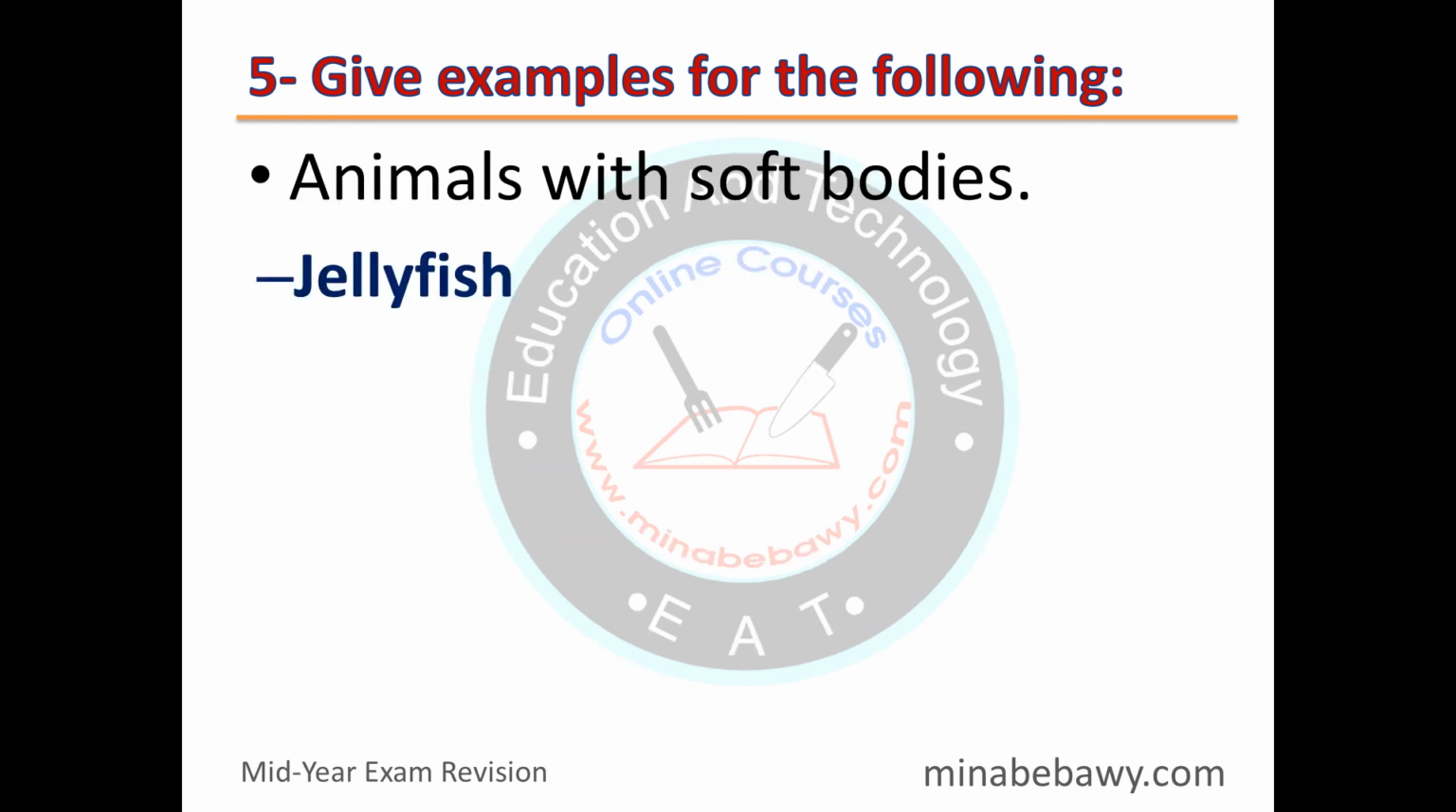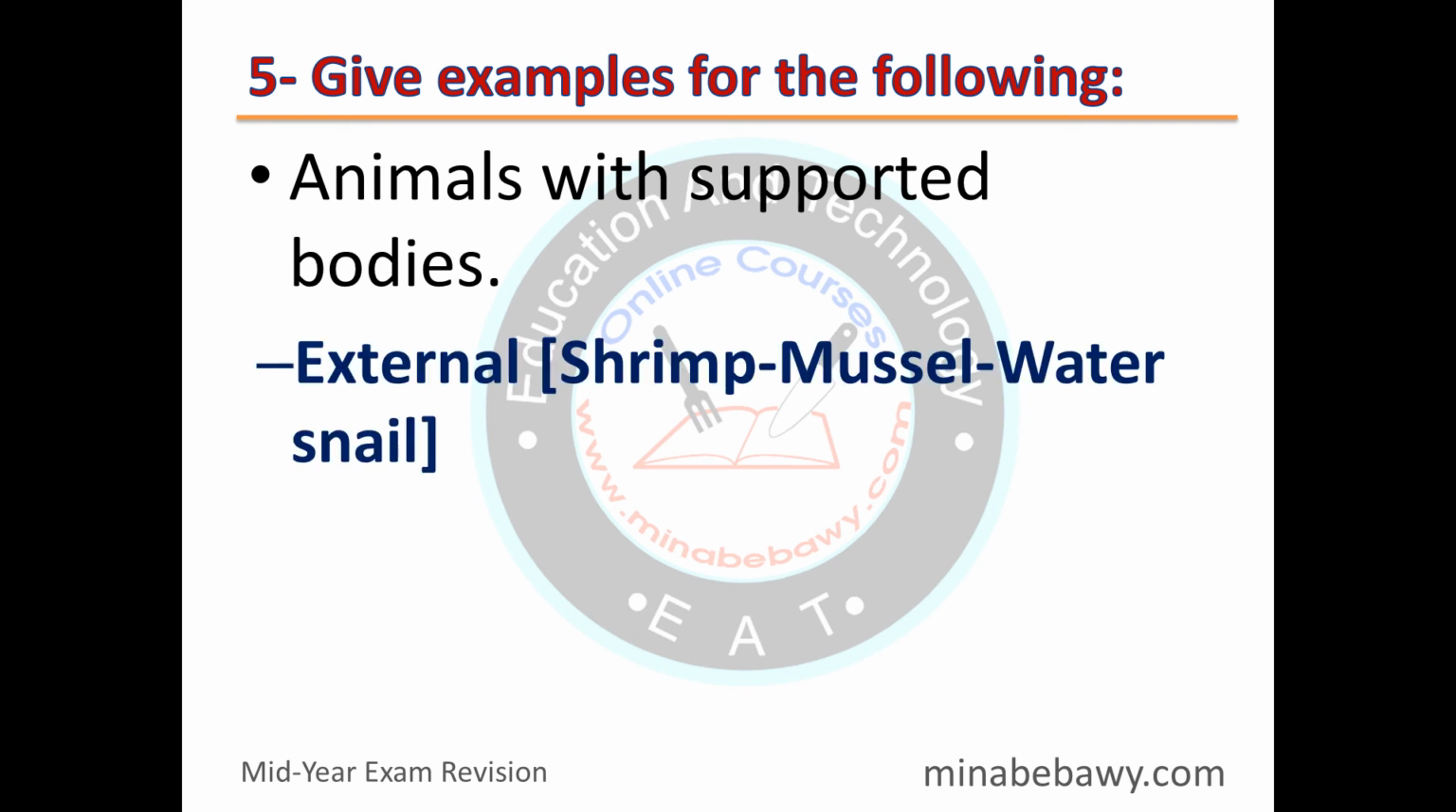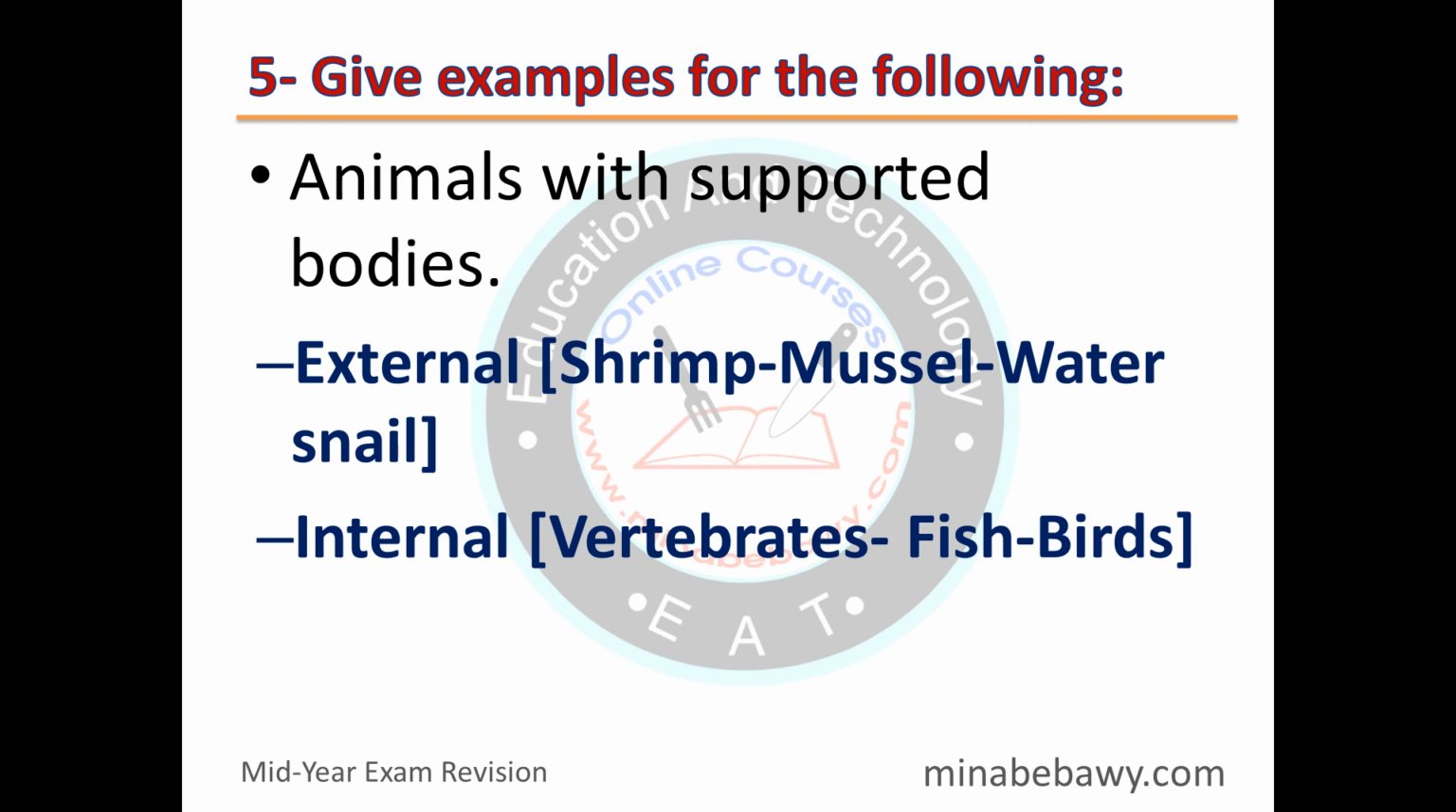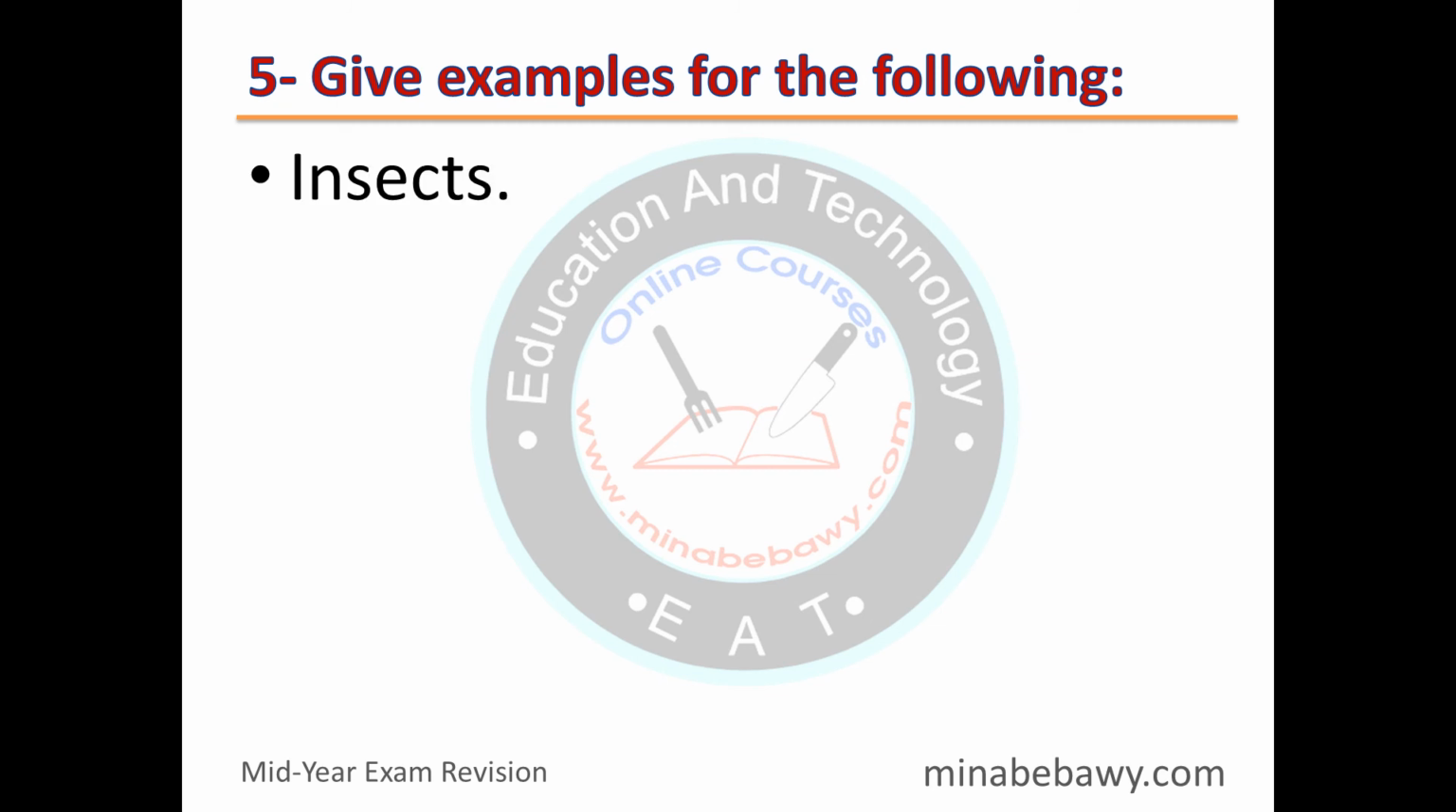Animals with soft bodies: jellyfish, octopus, earthworm. Animals with supported bodies are classified into animals having external support such as shrimp, mussels, and water snail, and animals having internal support such as vertebrates: fish, birds, mammals, reptiles, amphibians, and so on.